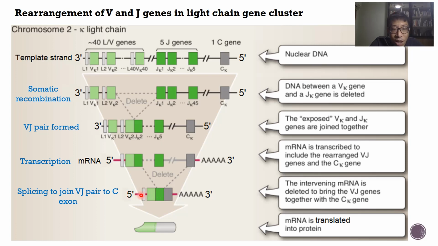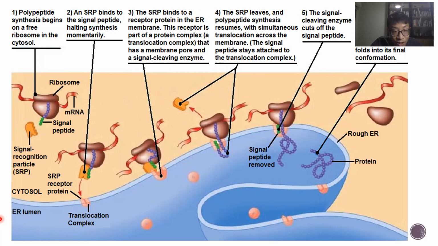Okay. So when this mature mRNA is translated, we will have the leader sequence or the signal peptide from the L exon, then the VJ exons together would code for the variable region of the light chain, and the C exon here would code for, or will be translated into, the constant region of the light chain. Is that okay? All right.